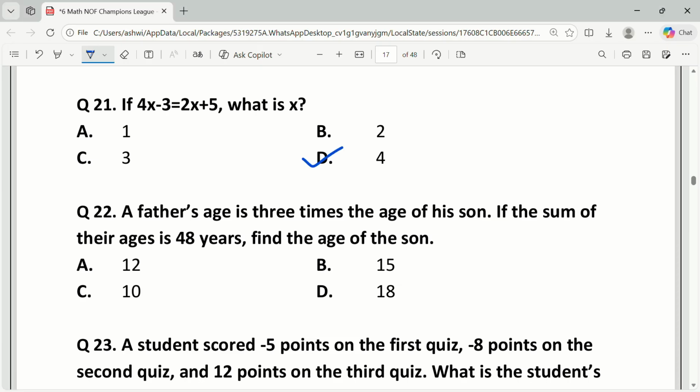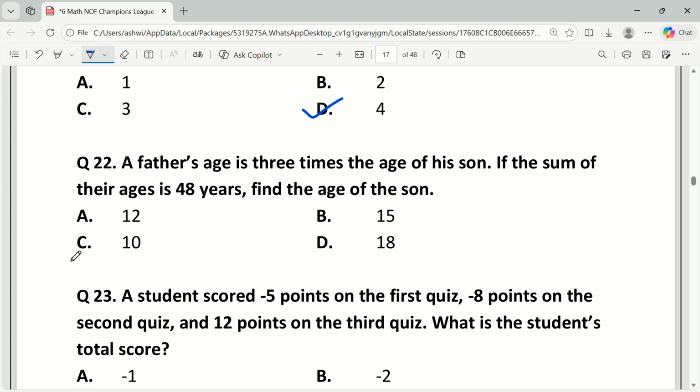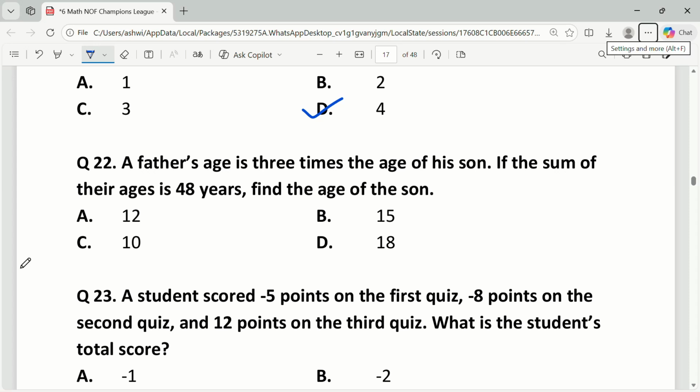Comparing with the options, the answer is D, 4. Question 22. A father's age is 3 times the age of his son. If the sum of their ages is 48 years, find the age of the son.